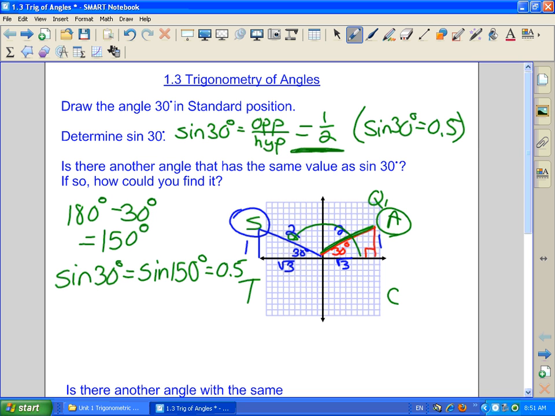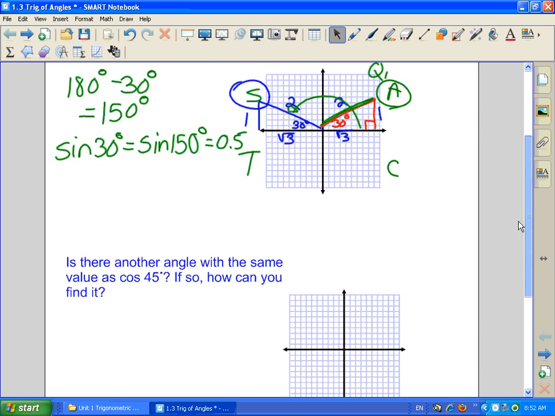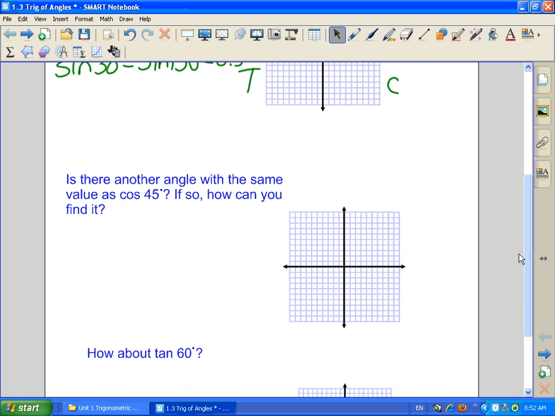All right, let's take a look at another example here. All you have to do is take your original triangle, see if it's positive or negative in that quadrant, and then find the other quadrant that either matches it where it's going to be positive or where it's going to be negative. Second example. Is there another angle with the same value as cos of 45 degrees? If so, how can you find it?